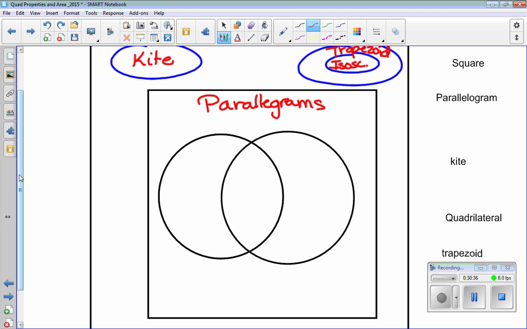And then we have three things left. We have squares, rhombuses, and rectangles. Out of those three, where do they go here? Why is that true? And you're right. Square goes in the middle. Why, Gabriel?